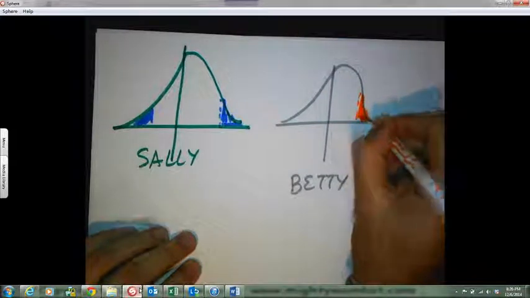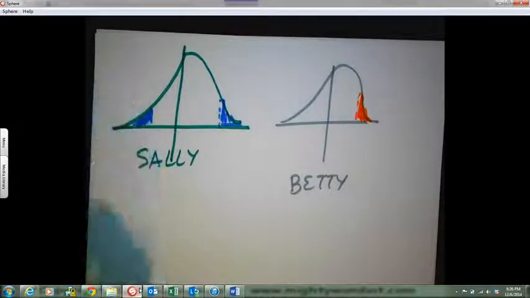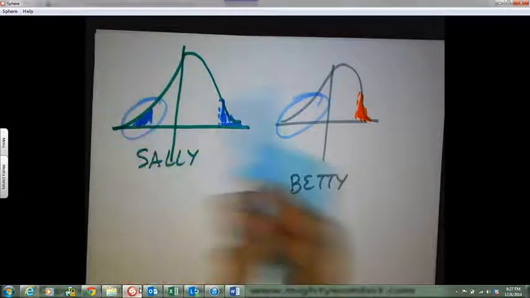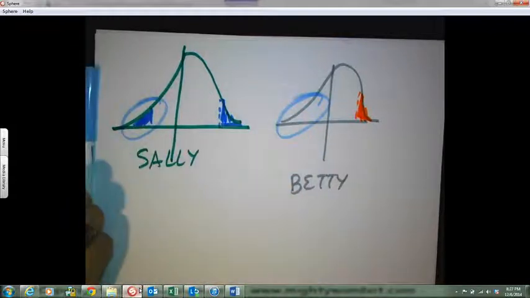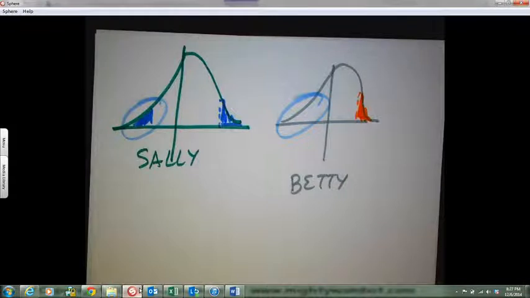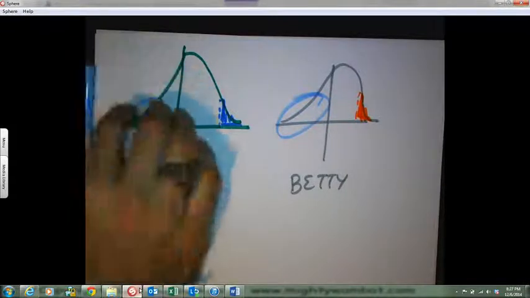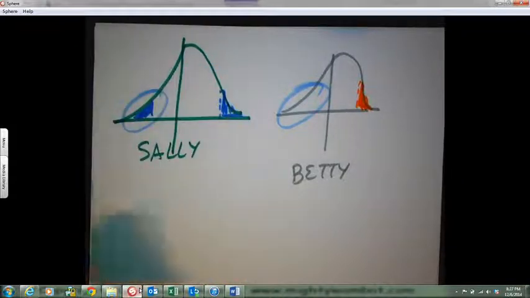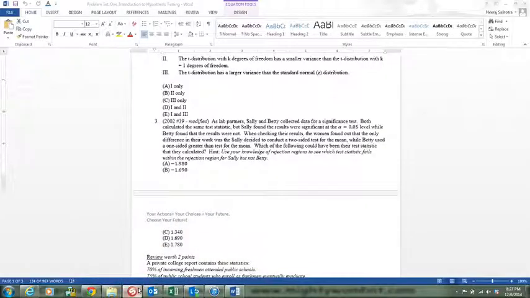So if they had calculated a t-stat over here, then Sally would have said, yep, we're good. Betty would have said, no, we are not good. So it must have been some negative number that was calculated, because only Sally did the two-sided test, and only Sally found that there was rejection. Had to be some negative number. So what negative number could it be? Well, let's go back to our answer choices. The answer choices are either negative 1.980 or negative 1.690. So it's one of these two.